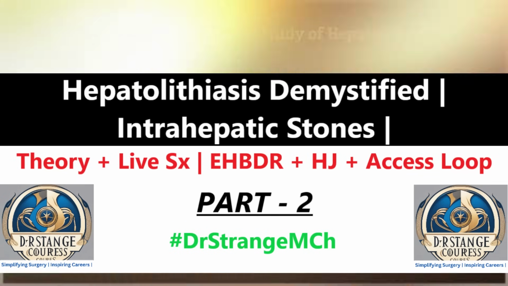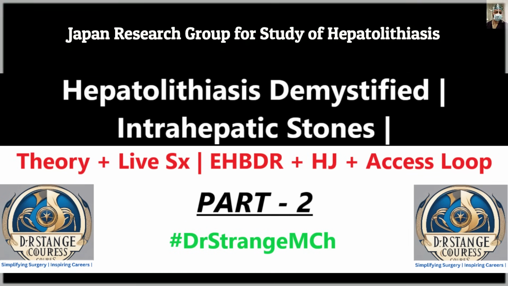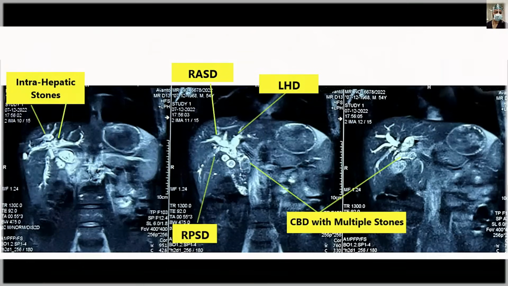Type 1E is when extrahepatic, so stone both in the intra and extrahepatic bile duct. So the patient whose clinical scenario we discussed in the first part, we are dealing with type 1E because he had stones both in the intra and extrahepatic duct.